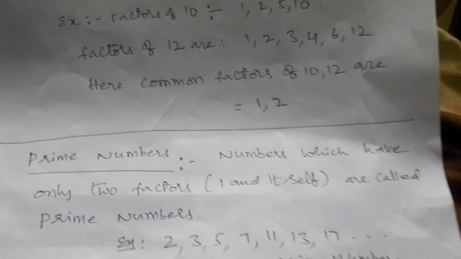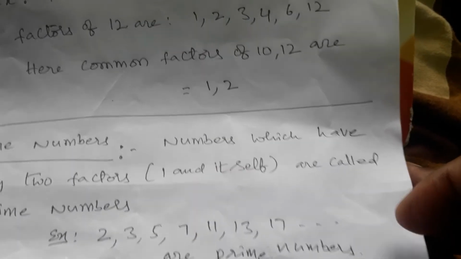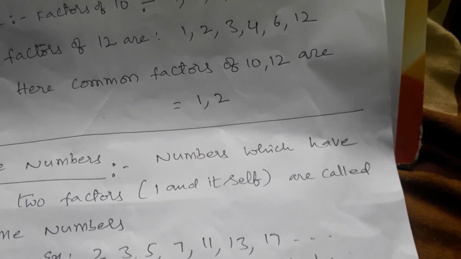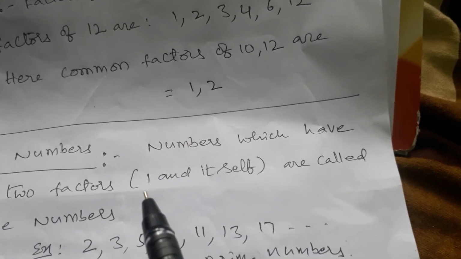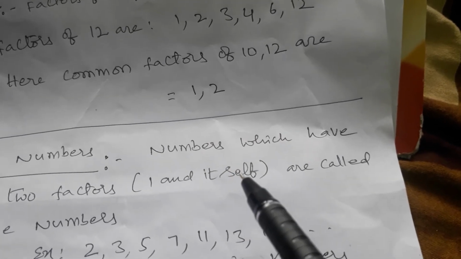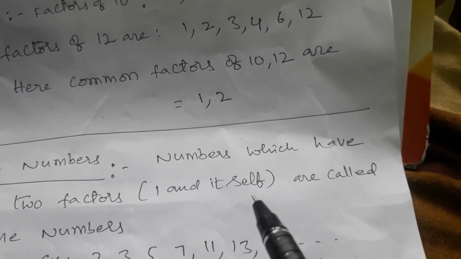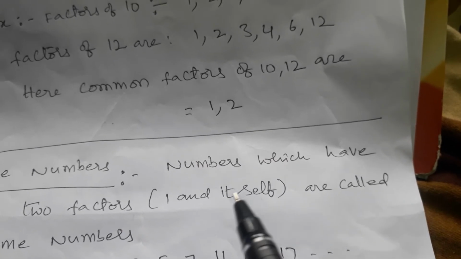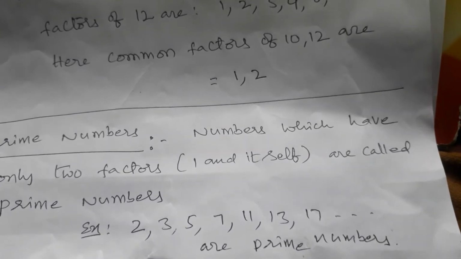Okay, next, prime numbers. You know prime numbers; you already studied them in previous classes. Again I am repeating. What is a prime number? A number which has only two factors. Two factors means one is a factor of any number, and itself is a factor. Every number is a factor of itself. So numbers which have two factors are called prime numbers.